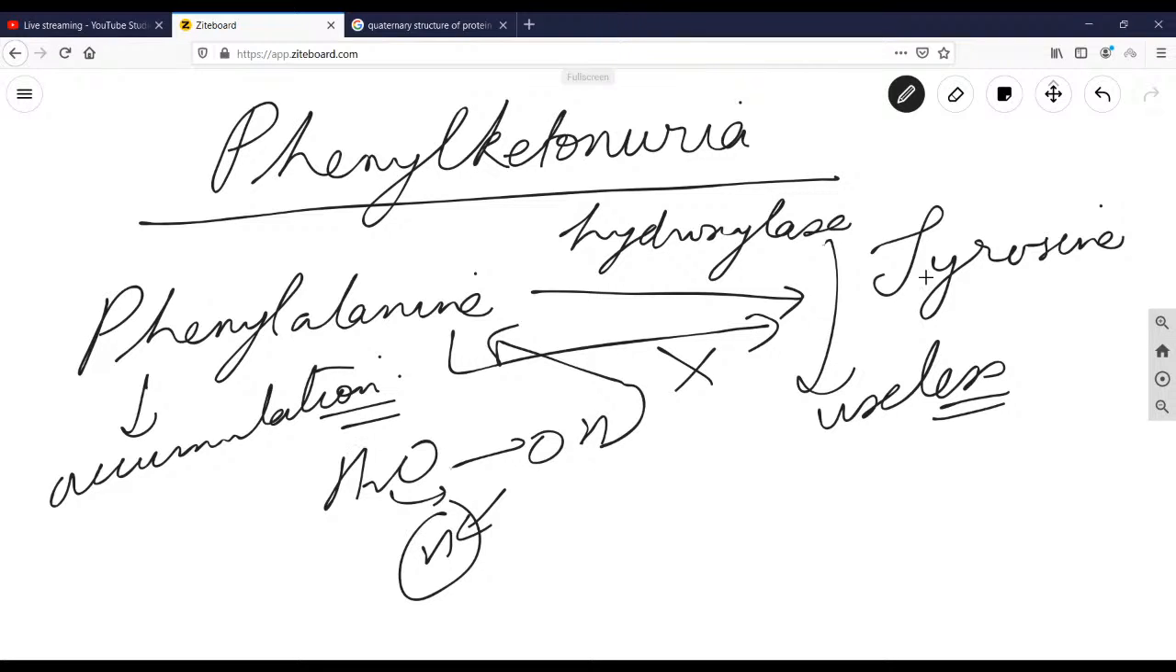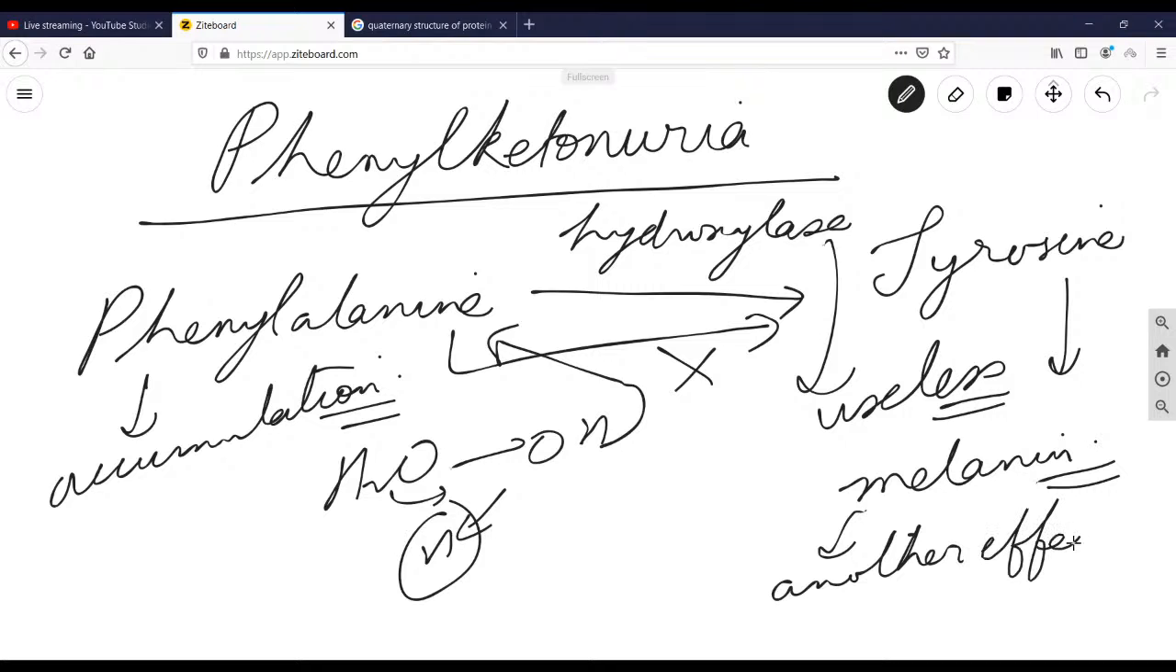Another effect would be that tyrosine is the precursor of melanin, which is the skin pigment contained by melanocytes. When tyrosine is not there, melanin will not be produced, and you will go towards more blondness. That is again another effect.